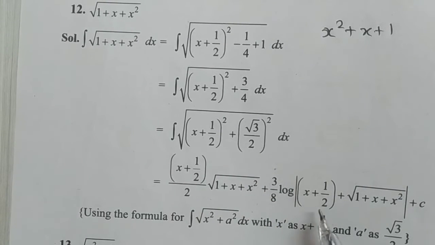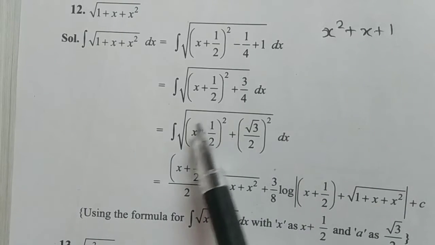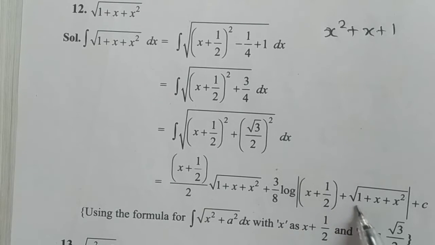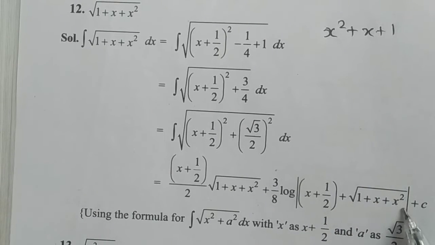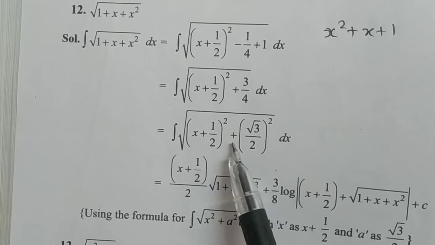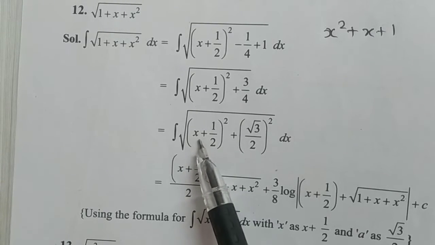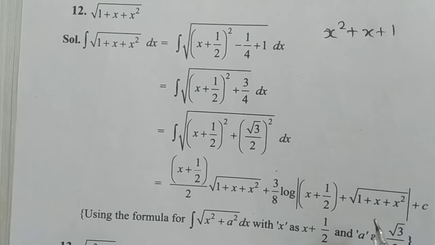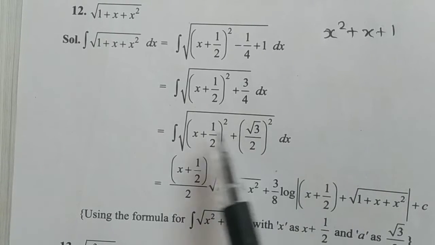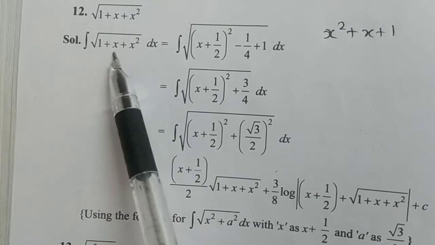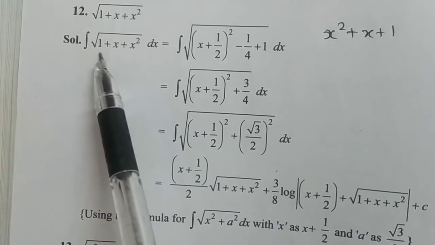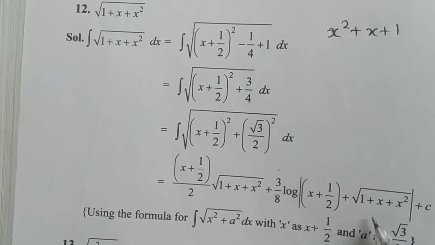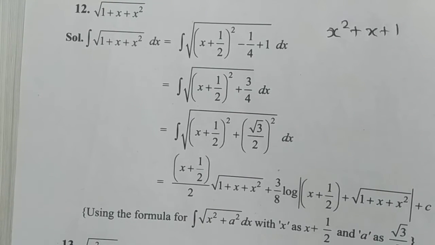Log modulus of x. The x value is x plus 1 by 2, plus square root of x square plus a square. The x value is x plus 1 by 2 the whole square, plus the a value root 3 by 2 the whole square. So this is the value for what? This question only. This is equal to the square root of 1 plus x square. So we are directly writing it for the square root of 1 plus x square.